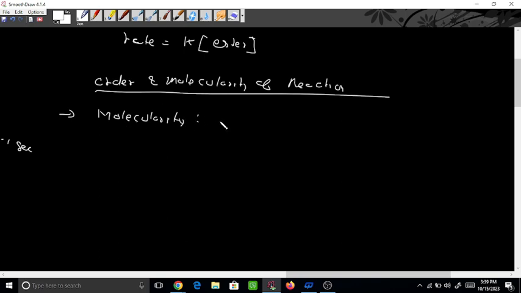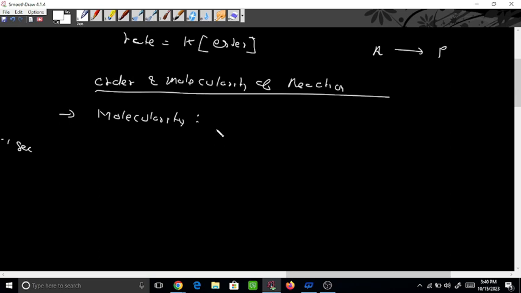So basically, how the reaction is proceeding. Suppose we have reactant to product, so all these reactants will collide with each other. They will collide and have some effective collision. We will see collision theory in further classes. So they will collide with each other and then form a product. How many molecules are colliding or participating in the reaction, that we call molecularity.